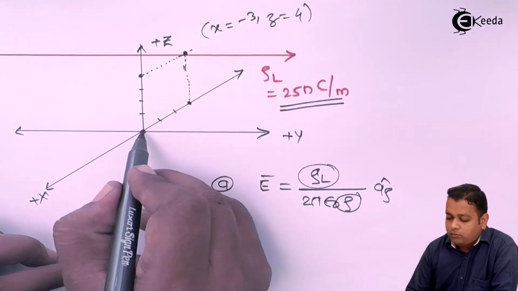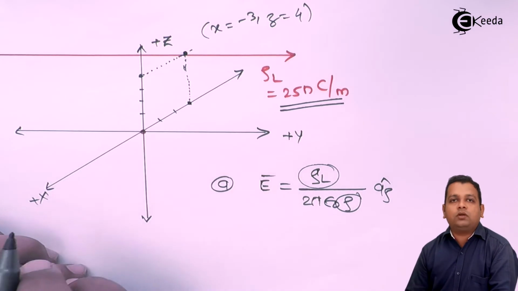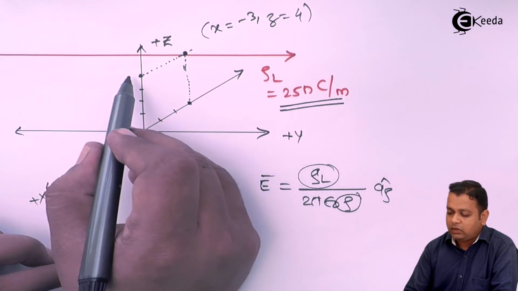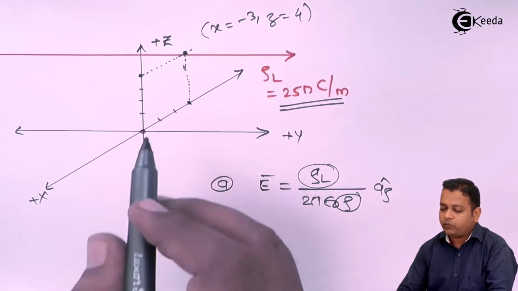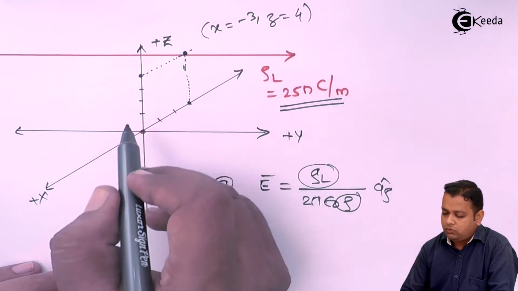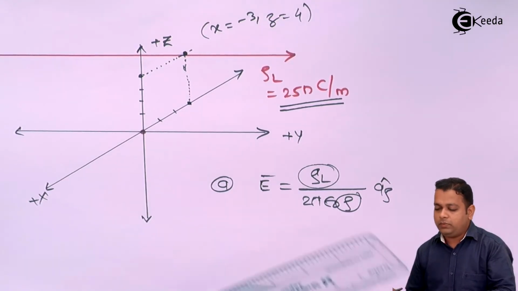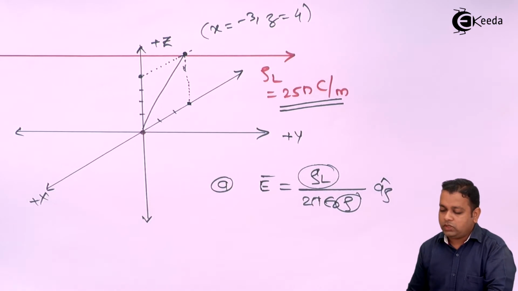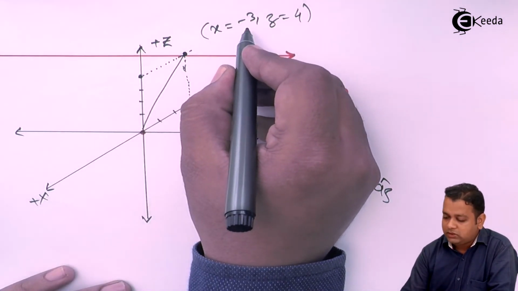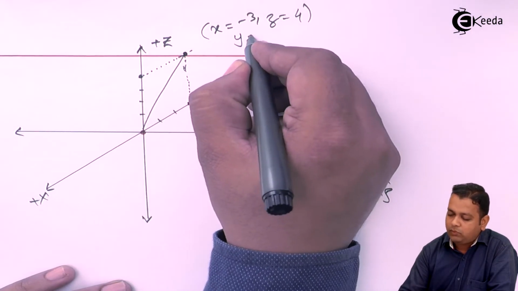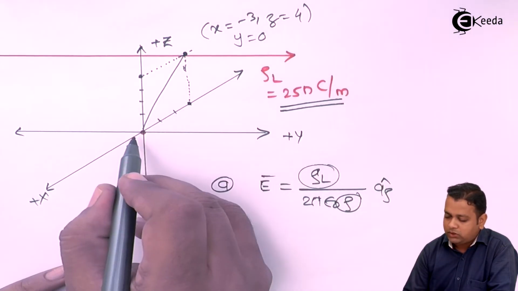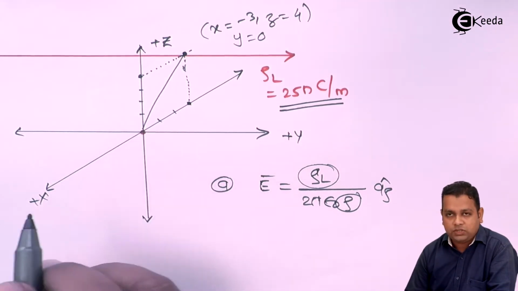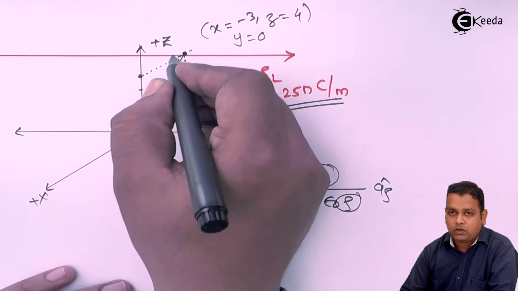perpendicular distance. So from the origin, we have to drop a perpendicular onto this line. So now see, x was equal to minus 3, z was equal to 4. So we join a perpendicular to the origin. So the perpendicular will be intersecting the line charge at this point. So this point has the coordinates x is equal to minus 3, z is equal to 4, and it will be y equal to 0, because x is equal to 0, y is also 0, z is also 0 at the origin. So this will be the perpendicular segment.